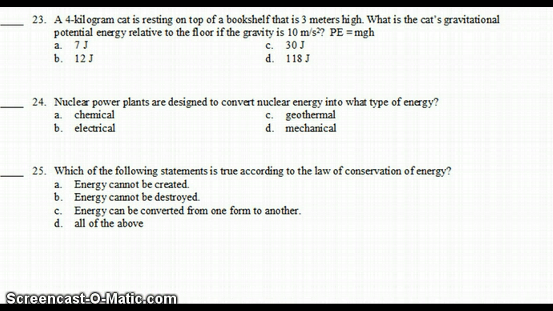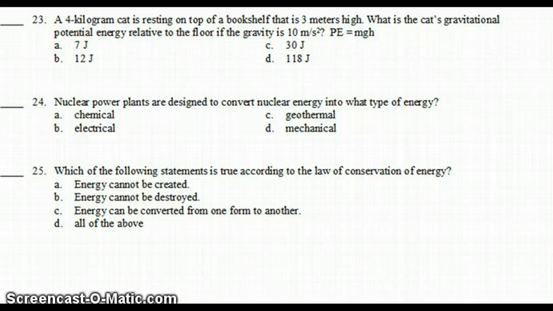23. A 4 kilogram cat is resting at the top of a bookshelf that is 3 meters high. What's the cat's gravitational potential energy relative to the floor if the gravity is 10 meters per second squared? Potential energy is equal to m times g times h. Is it A, 7 joules, B, 12 joules, C, 30 joules, or D, 118 joules?